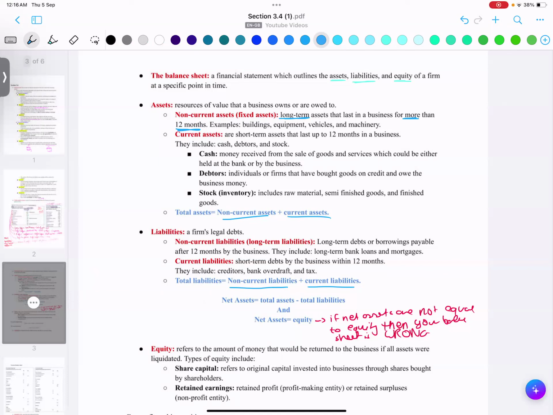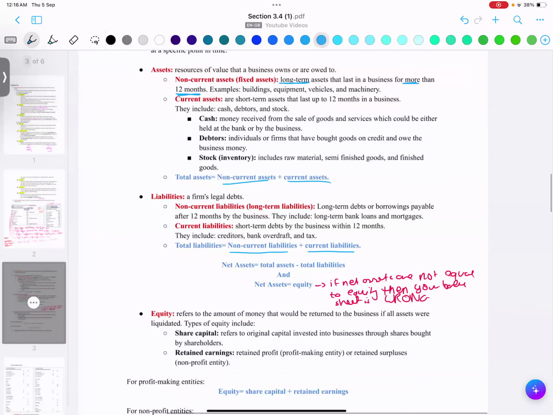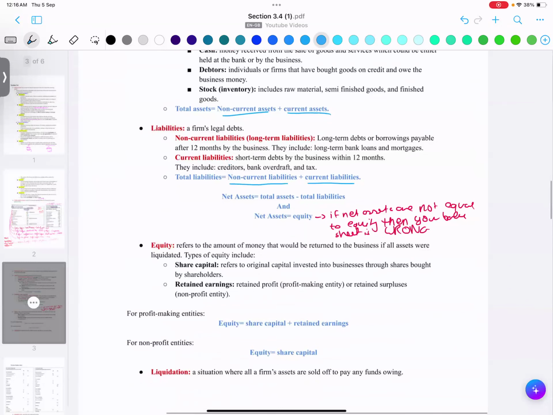Retained earnings are retained profit for a profit-making entity or retained surpluses for a non-profit entity, because remember that non-profit entities do not make profit. It's very simple. So for profit-making entities, equity is equal to share capital plus retained earnings. But for non-profit entities, it's just share capital because they have no retained profit.